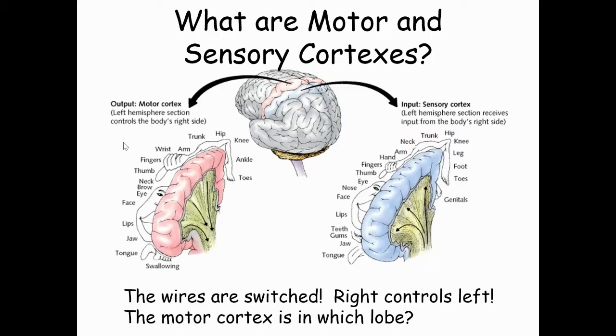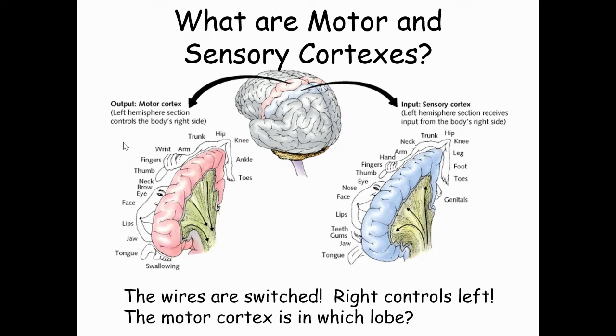Keep in mind that because of the thalamus, the wires are switched. If you get slapped on your left arm, you will feel that on the right side of your somatosensory cortex. If you move your right arm, that is coming from your left motor cortex. Okay? So your left motor cortex controls the movement of your right leg. Okay? Because of the thalamus, it's switched.